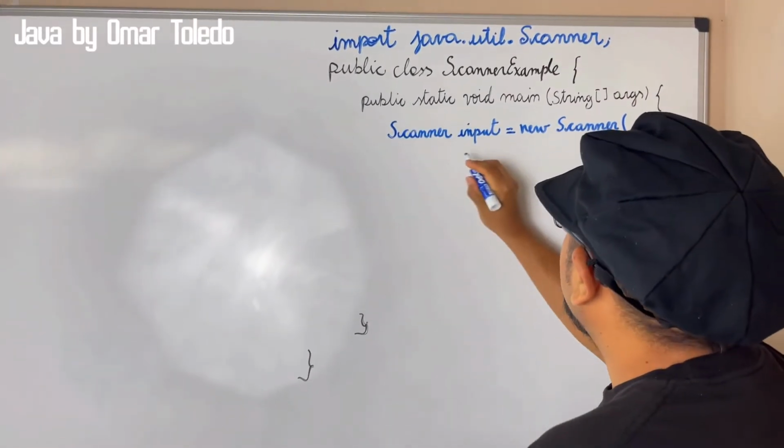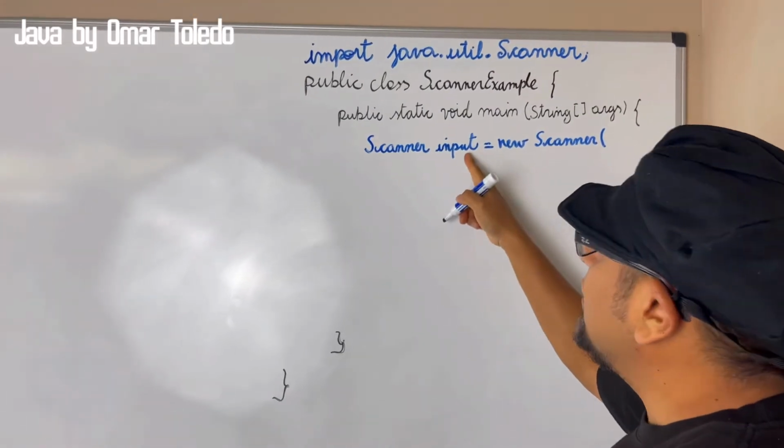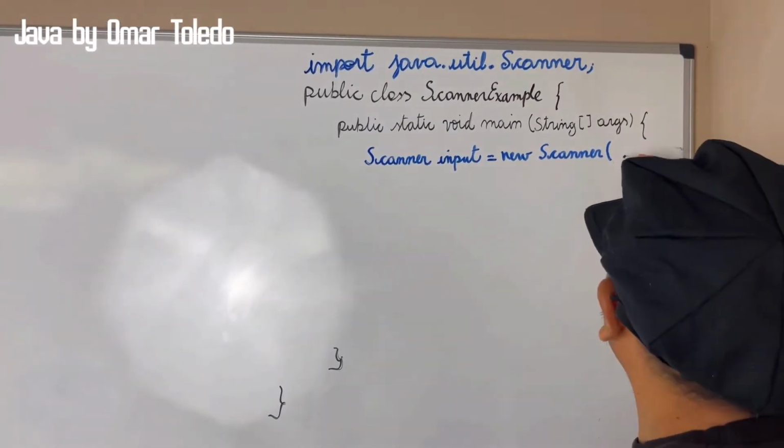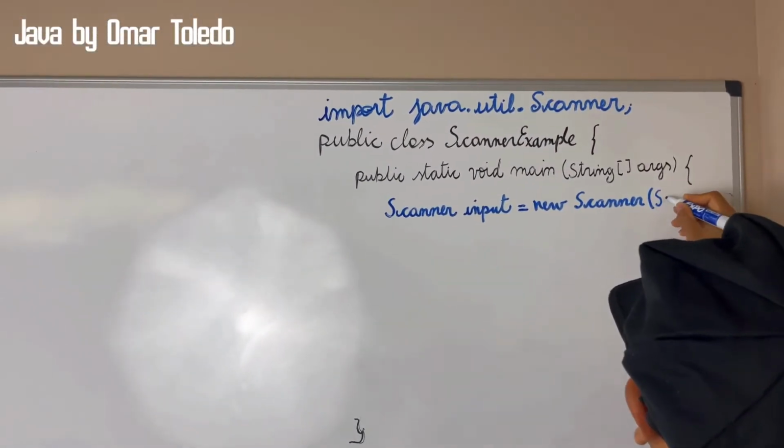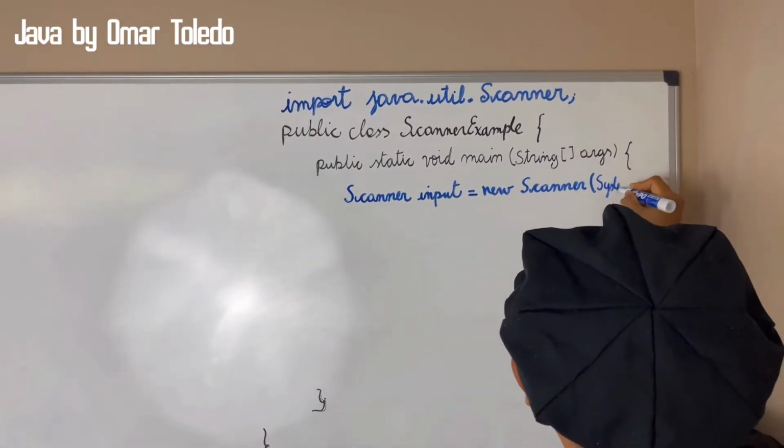Okay, so now Scanner input, this is the name of my scanner, input equal new Scanner, and inside the parentheses you're going to have to write System.in.